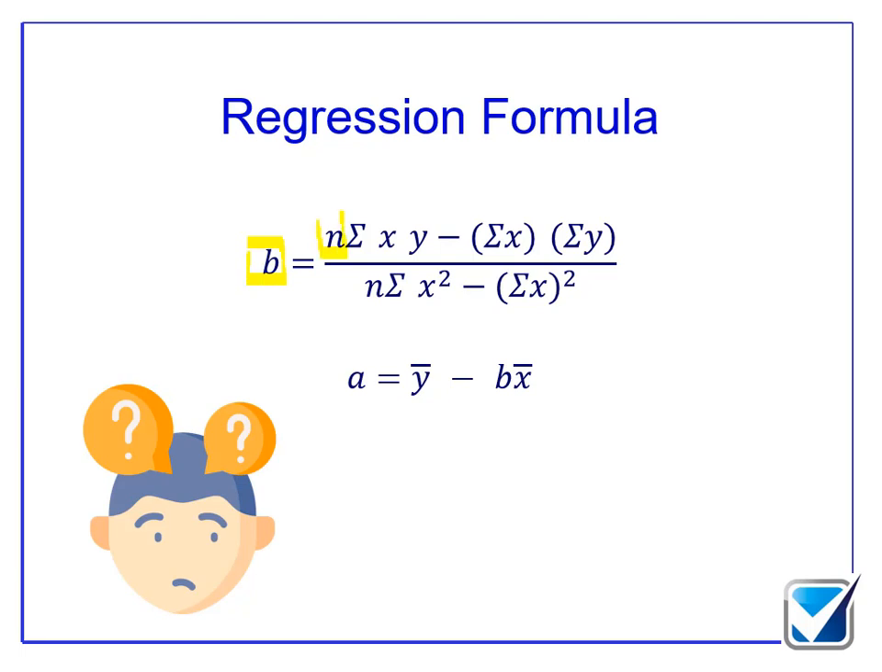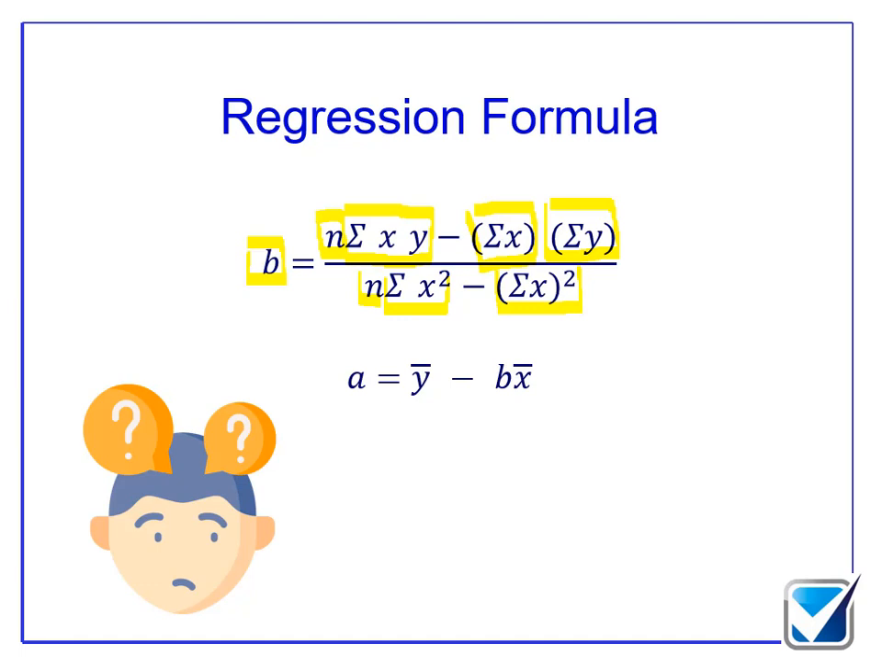N is the number of sets of coordinates, or the number of sets of data that we've got. This big squiggly E, this sigma, means sum of. So where it says sigma xy, that's the sum of x multiplied by y. This part over here is the sum of x multiplied by the sum of y. Down underneath, we've got the number of coordinates multiplied by the sum of x squared, minus the sum of x all squared. So you work out the x squared on a line-by-line basis, and then we work out the sum of x and square the whole lot.